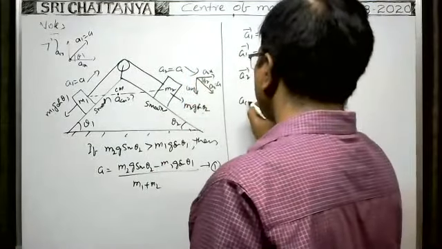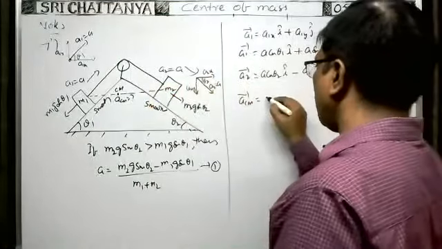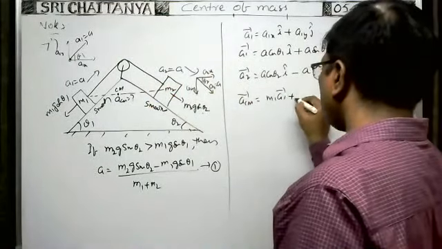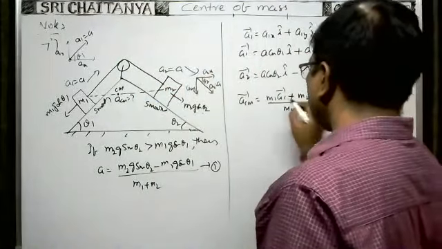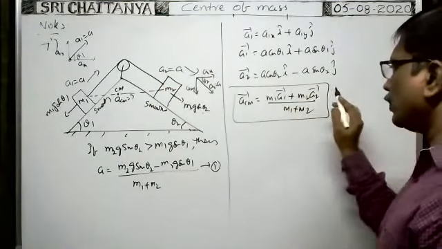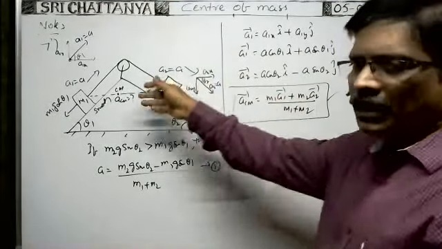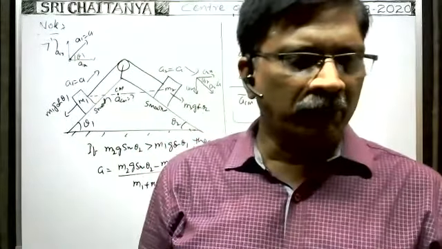Therefore, for the acceleration of the center of mass, we already know the formula. In this system, there are two blocks, so it is (M1 A1 bar plus M2 A2 bar) by (M1 plus M2). Using this formula, you substitute A1 bar and A2 bar and simplify them. You will get the acceleration of the center of mass of the two block system. In this way, we can do.